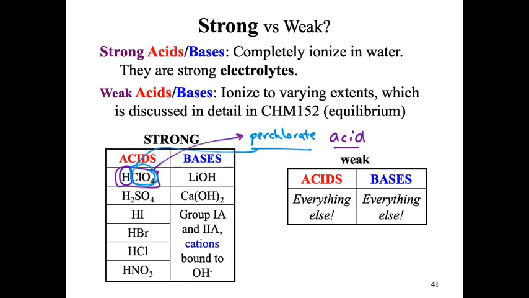When I put that complex ion next to a hydrogen, it now becomes an acid, and I have to change that ending. And I get perchloric acid.